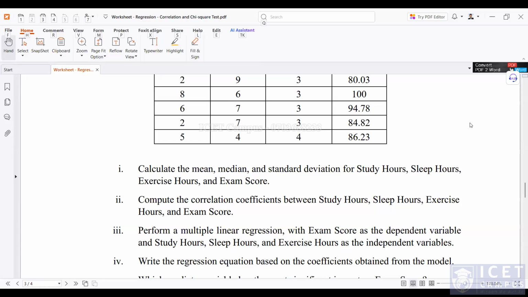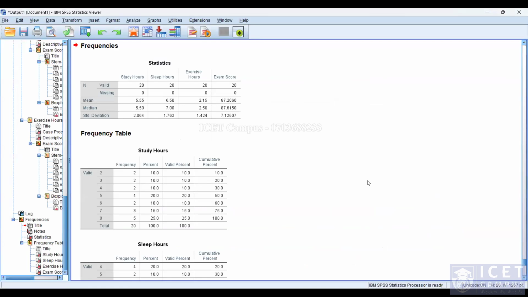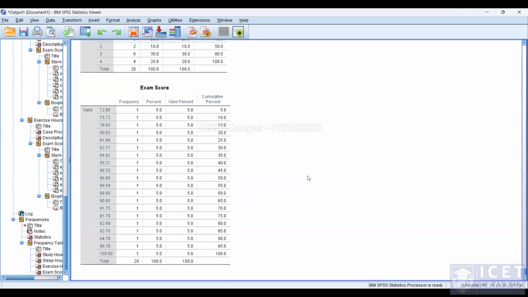Then okay. Let's see the output. There are frequencies. It means separately here, study hours. You can see the frequency table, how it's divided. Then sleep hours. Yeah, then exam scores are mentioned there.